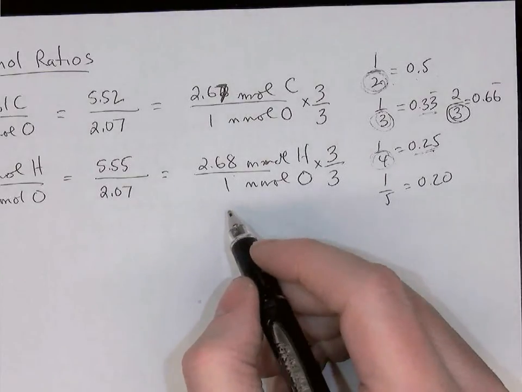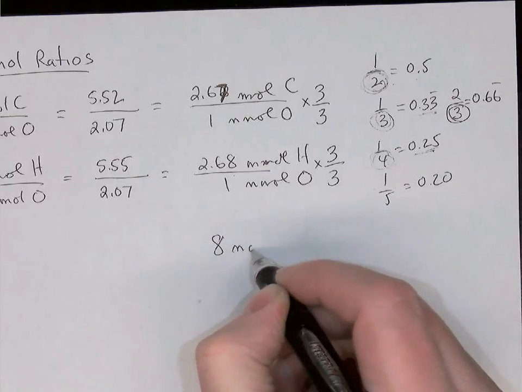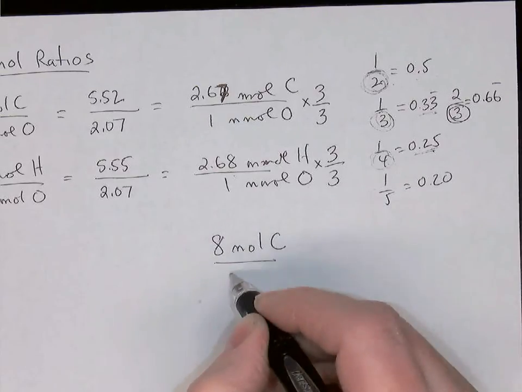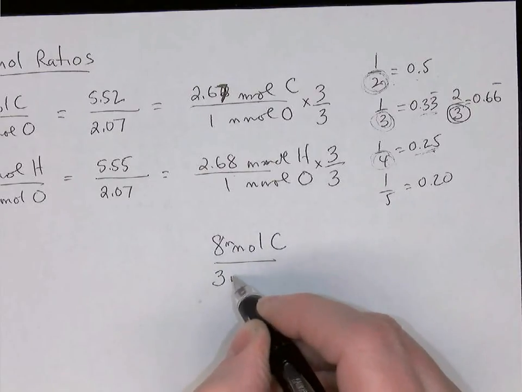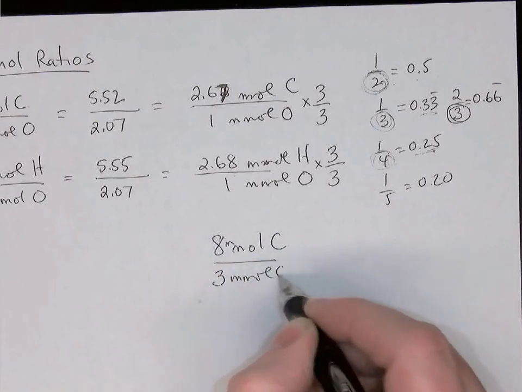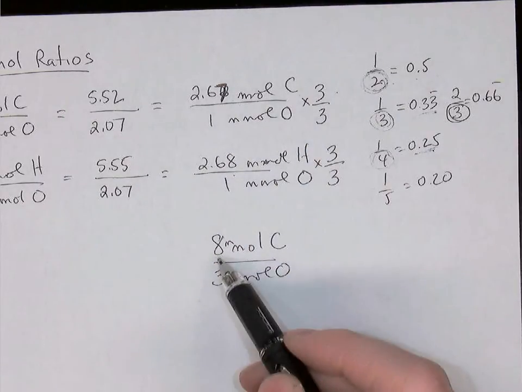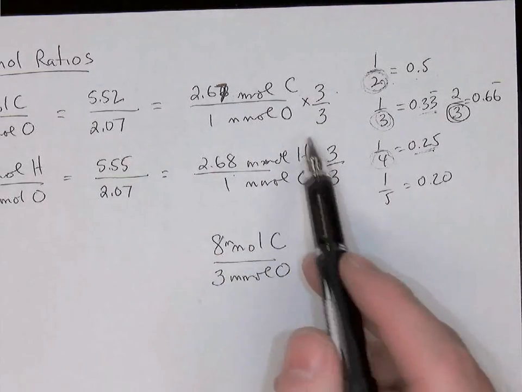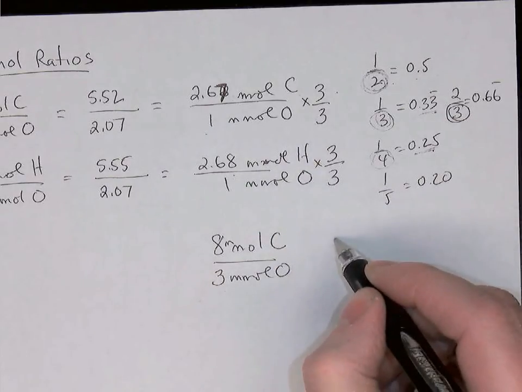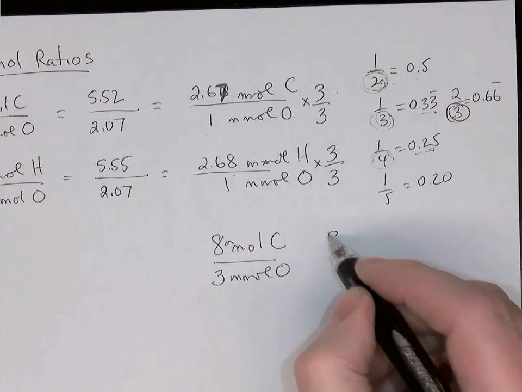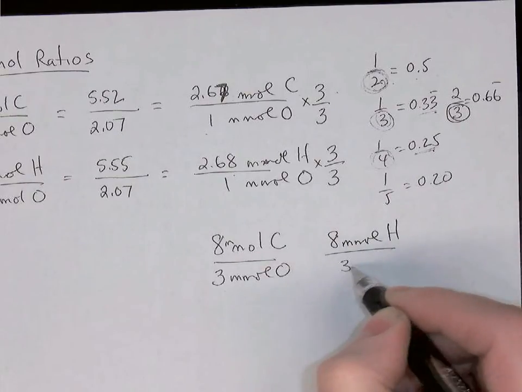So what I end up getting is 8 millimoles of carbon for every 3 millimoles of oxygen. So 2.67 times 3 is 8.01, which is 8, and 1 times 3 is 3. I also get, multiplying on the bottom, 8 millimoles of hydrogen for every 3 millimoles of oxygen.